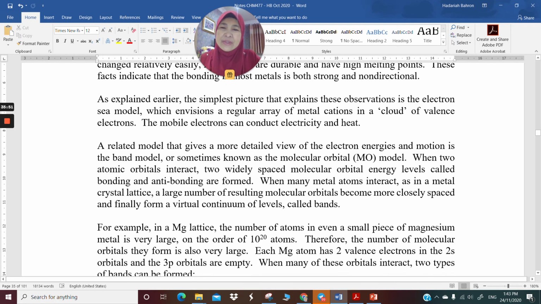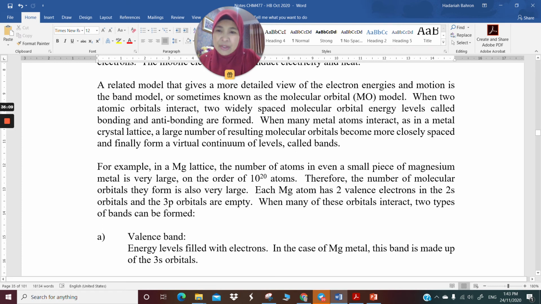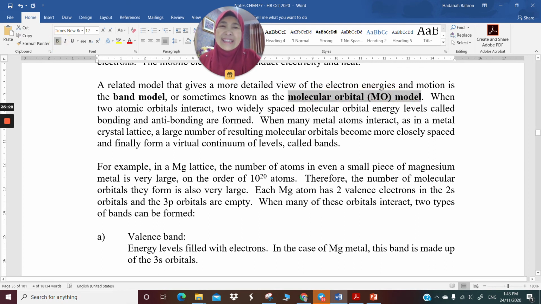Now, as I have explained to you earlier, the simplest picture that explains this observation is the electron sea model, which envisions a regular array of metal cations in a cloud of valence electrons. The mobile electrons can conduct electricity and heat. This is a repeat, but there is another related model that gives a more detailed view of electron energies and motion, which is called the band model, or sometimes the molecular orbital model, like the one we were discussing before this.